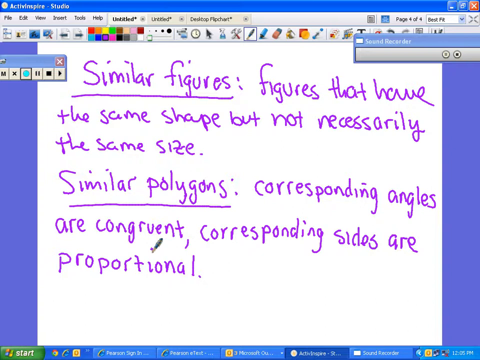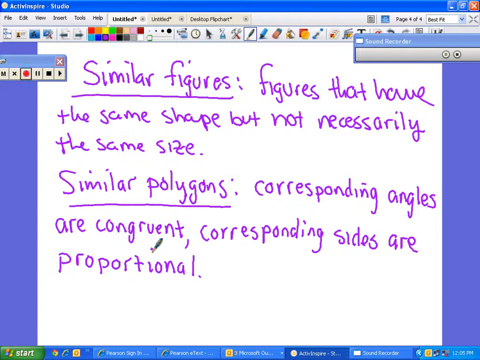So in order to have similar polygons, the first thing that has to be true is that the corresponding angles have to be congruent.